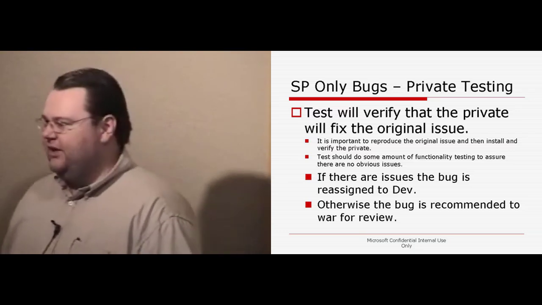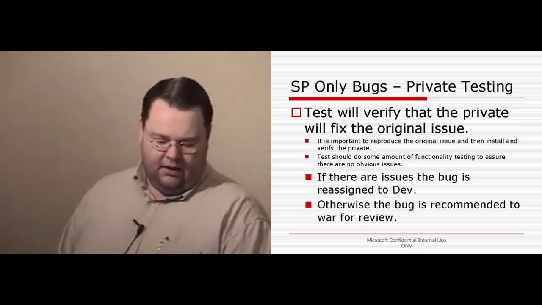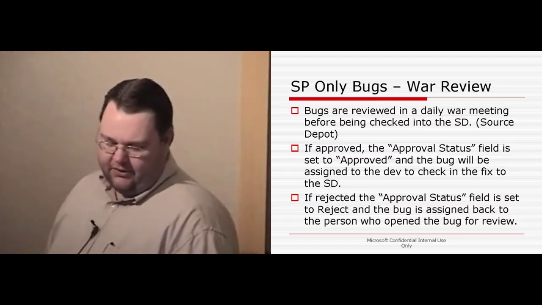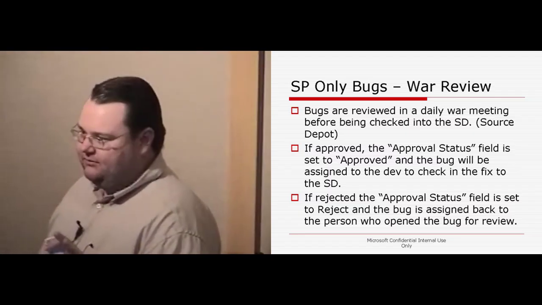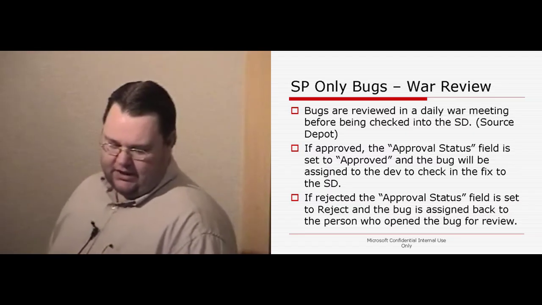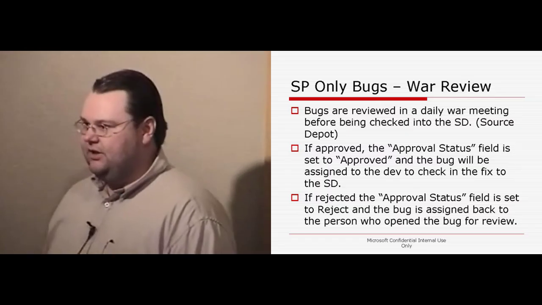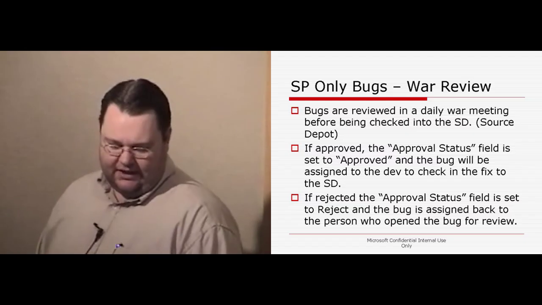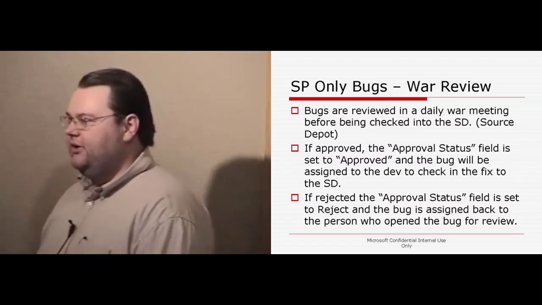If you find an issue with it, just assign it back to the developer. You don't need to open another bug. Just assign it back to the dev. Otherwise, you send it to WAR for review. They go through the WAR meeting, assuming they're approved. Then the approval status field in Product Studio gets set to approved. It gets checked into the source depot by the developer, and they do a build request, just like the GDR. If it gets rejected, the approval status gets set to reject, and the bug gets assigned back to the person who opened it to, again, go through that escalation process.